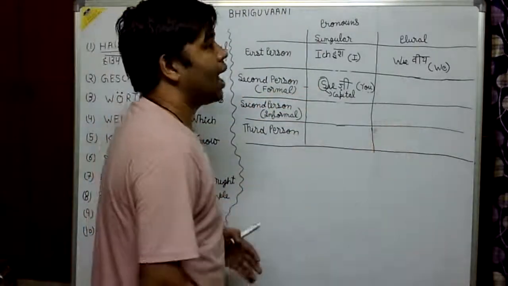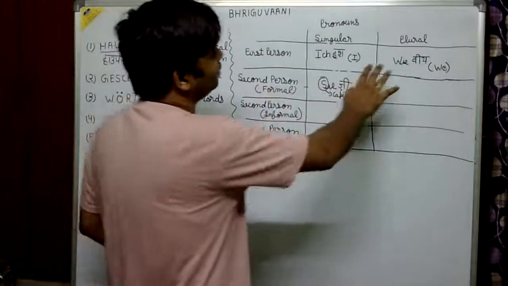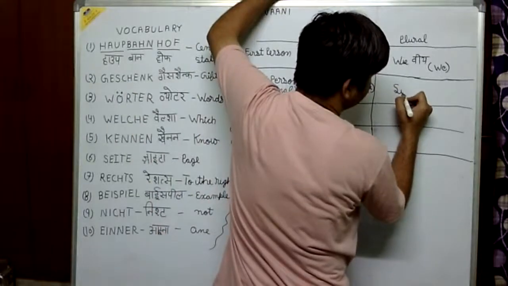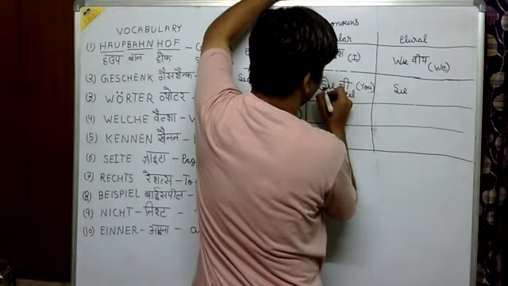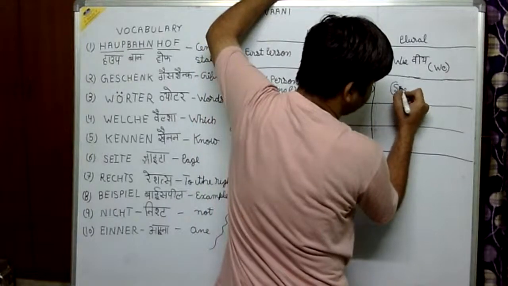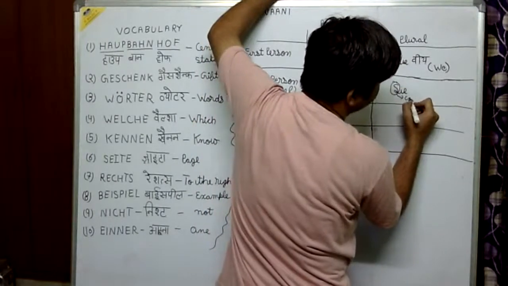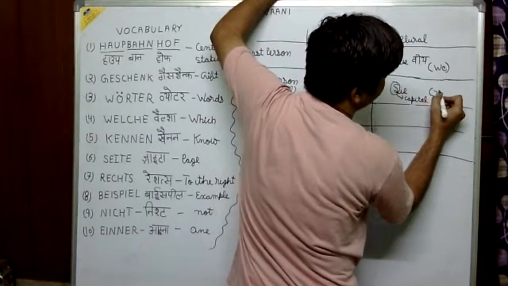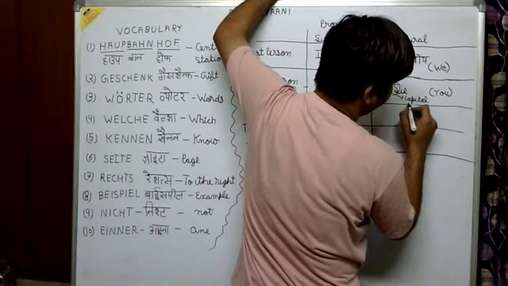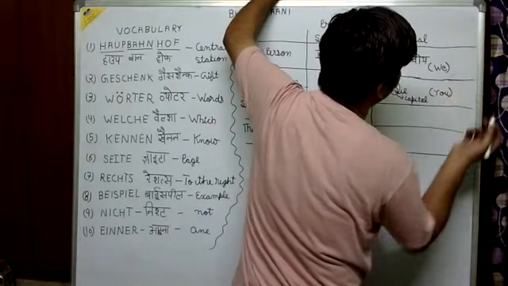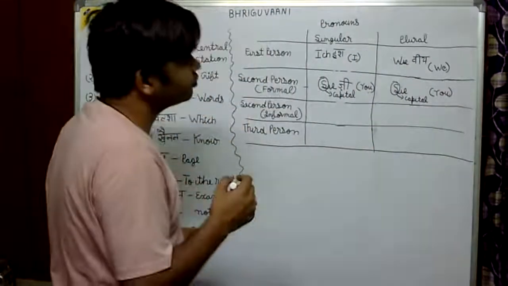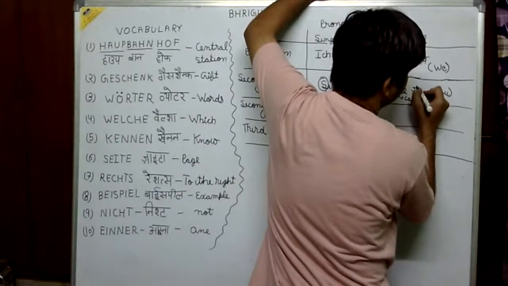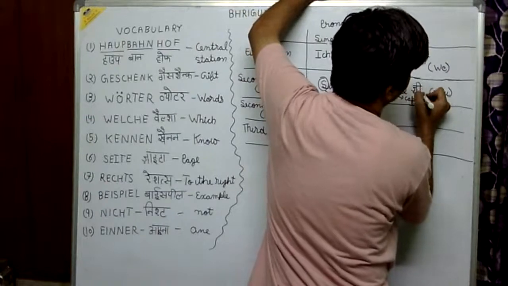And if the second person is plural, like aap log, then again we use Sie. Again this S is capital. What does this mean? You people. आप लोग. See, okay?